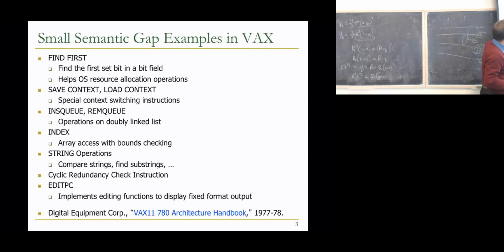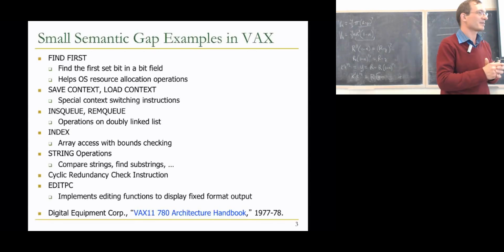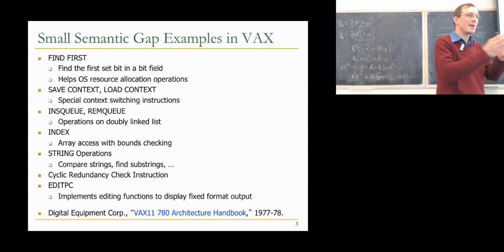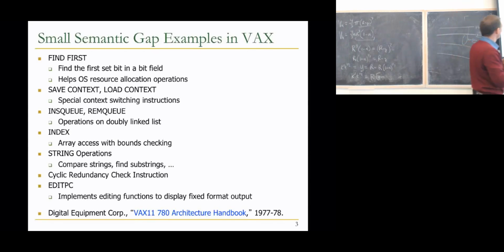You could do string operations also in VAX. It had a cyclic redundancy check instruction. You can see how complex it is. I don't know if it's used, but you can see these are also specialized instructions, right? These may not be used in all programs. There was an edit PC instruction. Basically, it implemented editing functions to display fixed format output. This is interesting. Basically, you could format the output such that it gets displayed on the screen. And there were a bunch of other instructions. If you're interested in exotic instructions, it's a good handbook to look at.